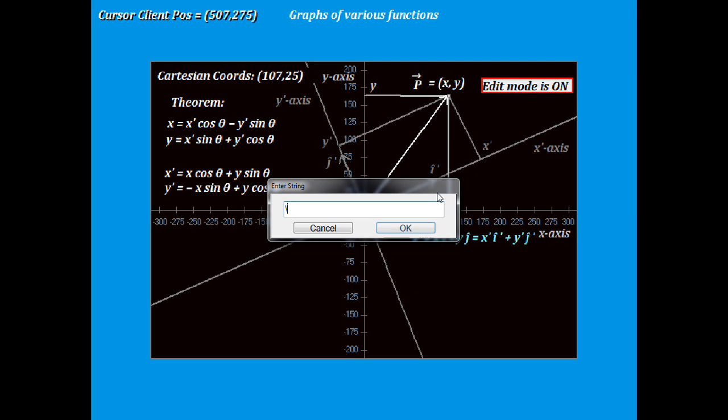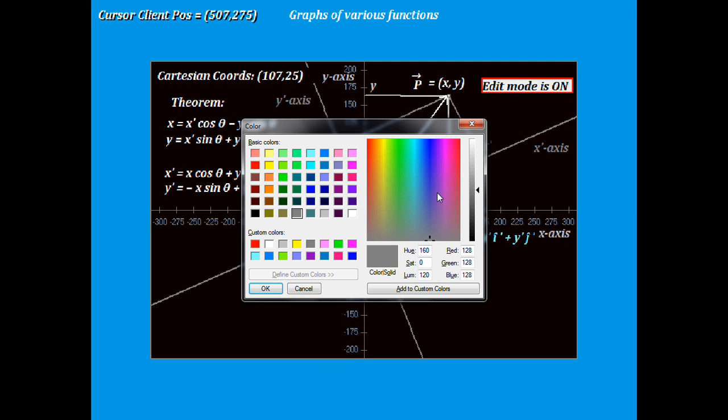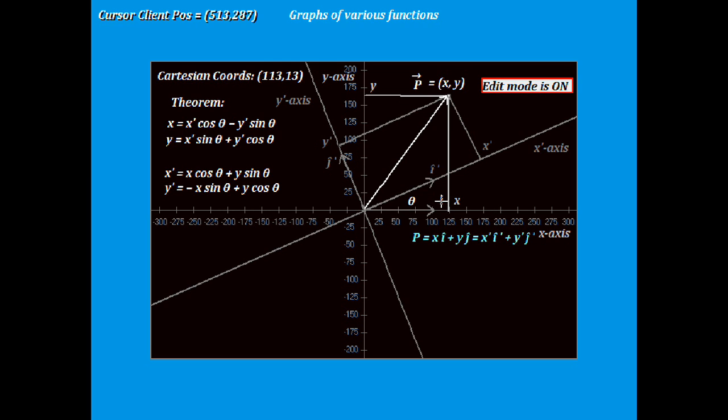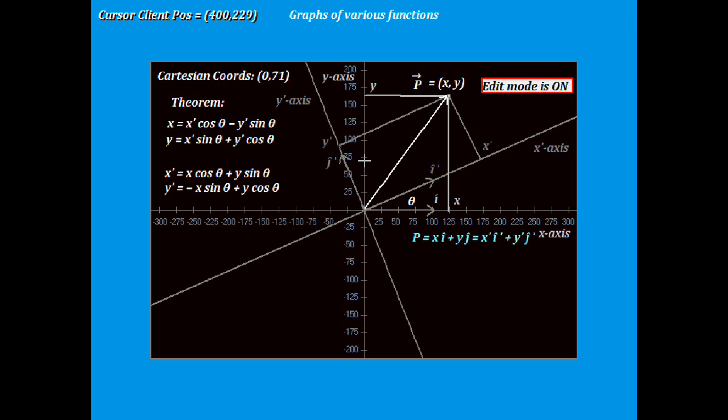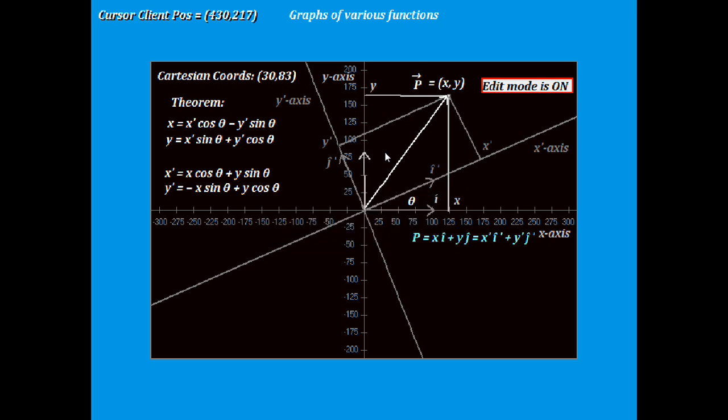That's i, right? And j is here. Right? And I'm going to dot product both sides with i. So that means i dot j is 0, so immediately I have an expression for x.